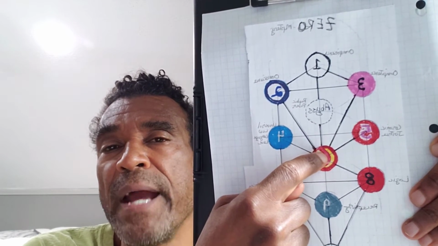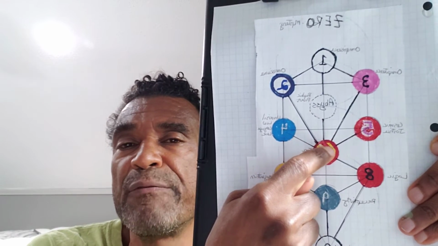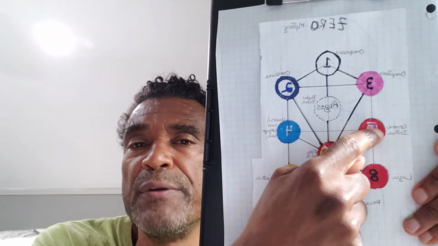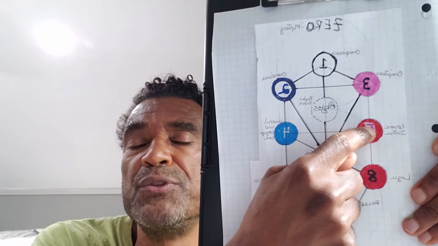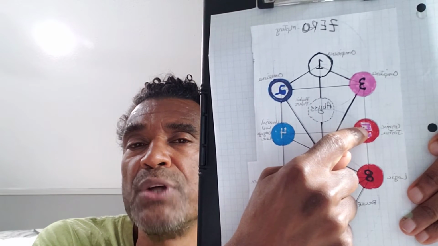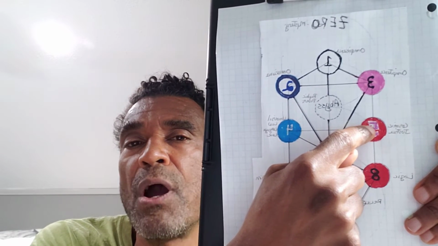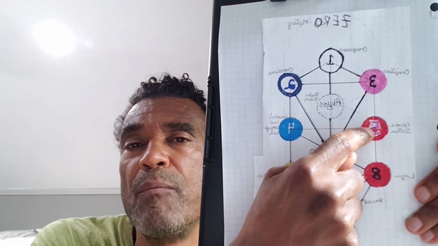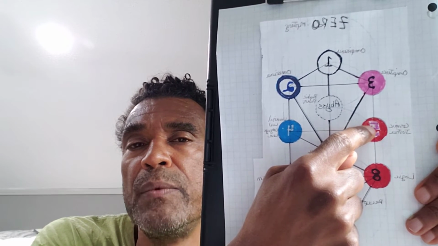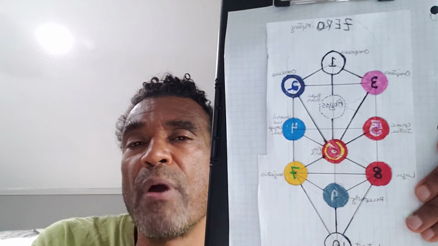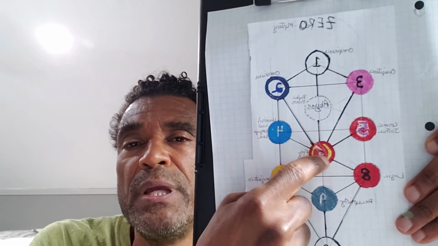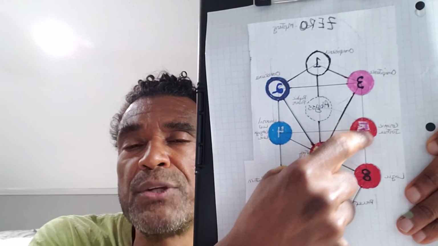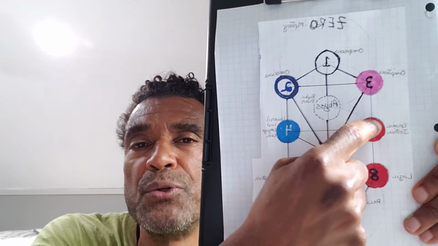But we do have guidance, and we get the first bit of guidance here at the fifth sphere, which is our sense of justice. And our sense of justice is also known as karma, which is, you know, for every action, there's an equal and opposite reaction. As you sow, so shall you reap.